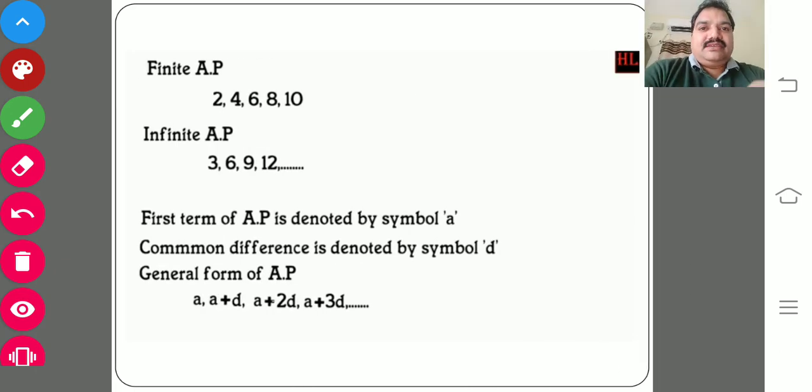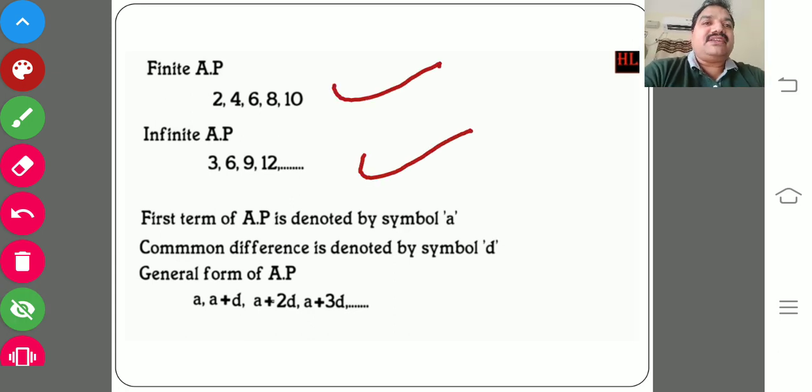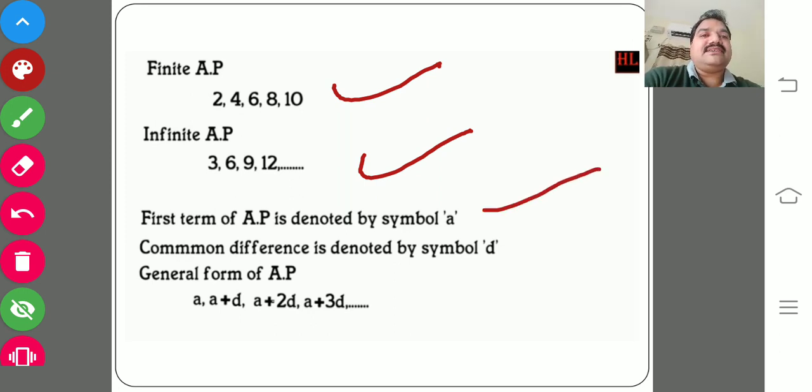Here in AP you have two types: finite AP and infinite AP. In finite AP you can easily find the last term as well as the first term. But in infinite AP you can have the first term, but you can't have the last term, because infinite means we can't count. The first term of AP is denoted by the symbol A, as we have already discussed. The common difference is denoted by the symbol D, and the general form of AP.